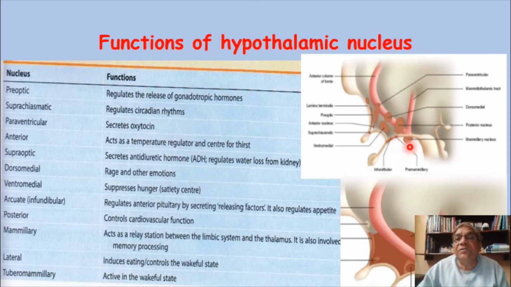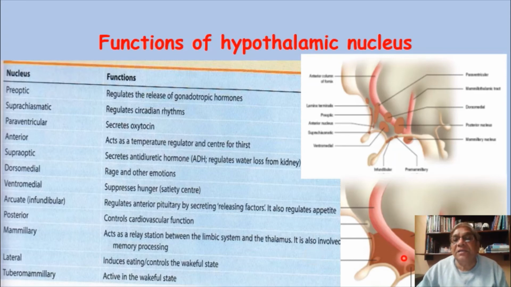And the mammillary nucleus here, which is present in the mammillary body, acts as a relay station of the limbic system. I said that it will get the fibers through this anterior column of the fornix, which end here, coming from the hippocampal formation, and then from here the fibers arise which go through the mammillothalamic tract to the anterior nucleus of the thalamus. Besides the limbic system, this nucleus is involved in the retention of memory or memory processing.